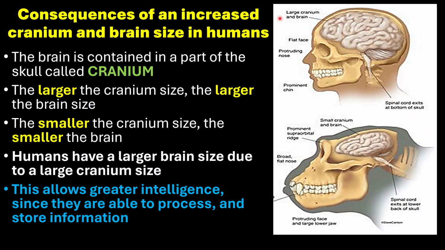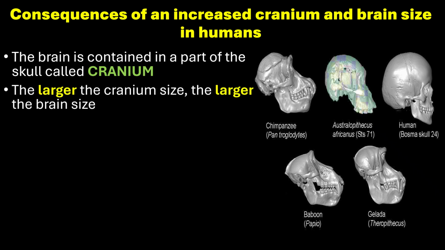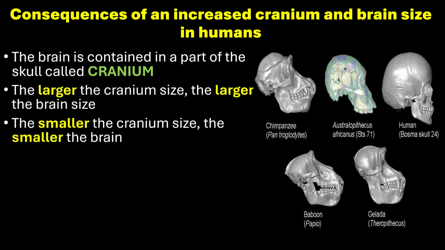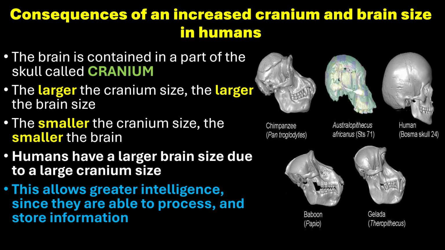If you look carefully, our brain size is larger than that of apes. Our larger brain allows us to display greater intelligence than apes. All right, then we progress forward. We look at the explanation again. The brain is in the cranium: the larger the cranium size, the larger the brain, the smaller the cranium size, the smaller the brain. Humans have a larger brain size because our cranium size is large, and this large brain size allows for greater intelligence. The reason is because humans are able to store and process information.